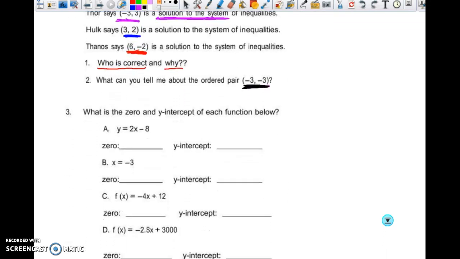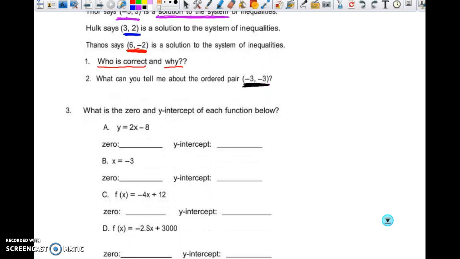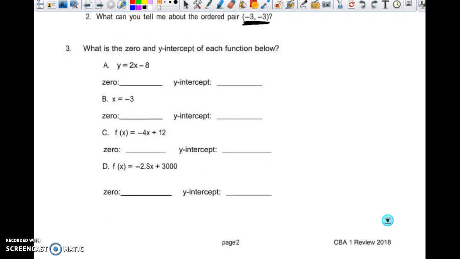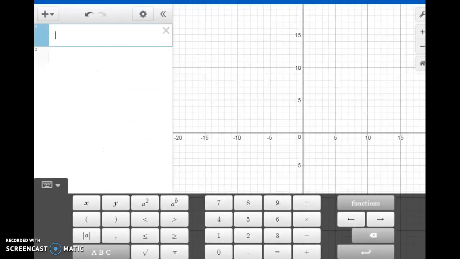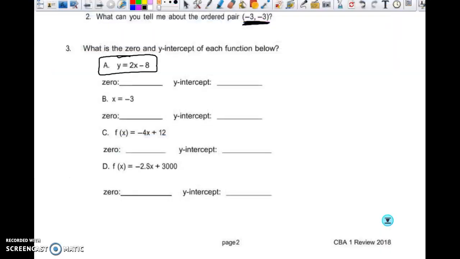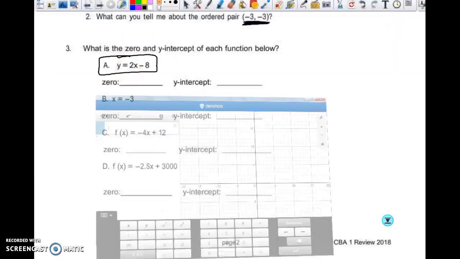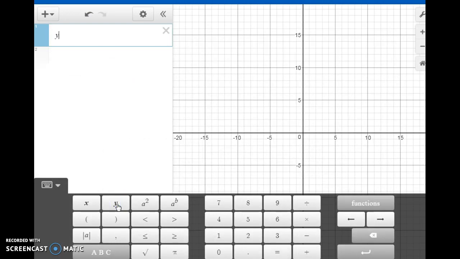And now you're identifying the zero and y-intercept of each function below. So this is problem number 3. For problem number 3, A, B, C, D, they're all going to give us a new equation, right? So what are you going to do? You're going to put that into Desmos. The first one, A, was y equals 2x minus 8. Okay, so that's my line, that's my linear.